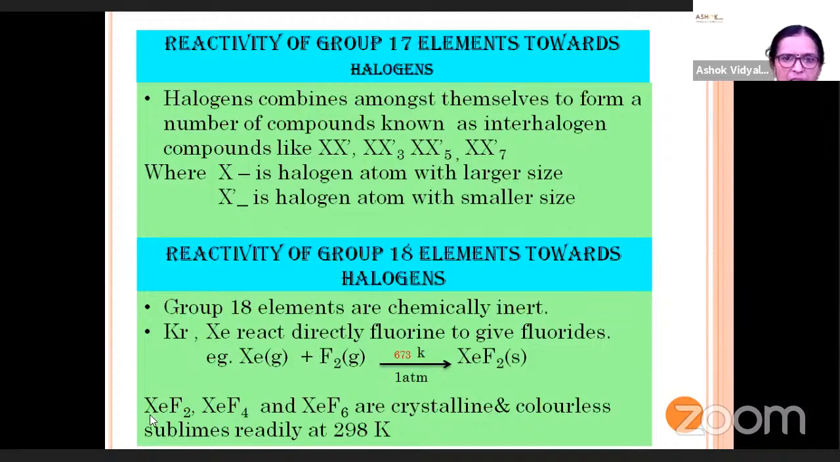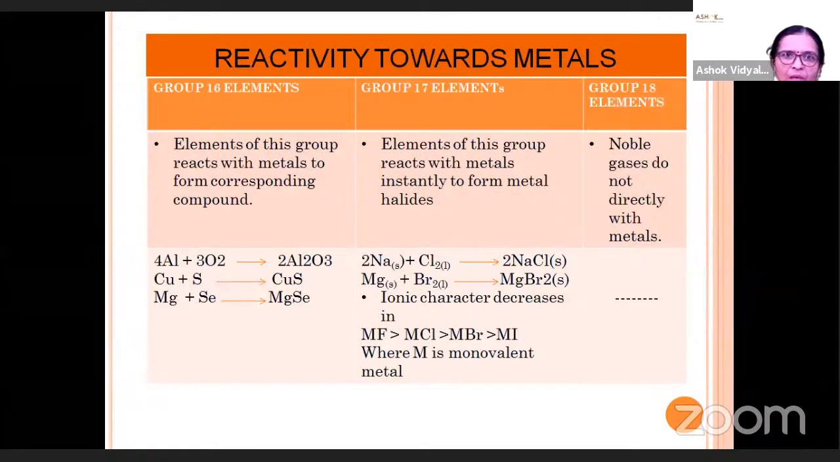It forms XeF2. Sometimes it also forms XeF4, means xenon tetrafluoride, and xenon hexafluoride. These are also compounds formed by xenon, and they all are crystalline, colorless, and sublime readily, means they get sublimed at 298 Kelvin, means they get evaporated at 298 Kelvin temperature. Now we'll move to the next slide.